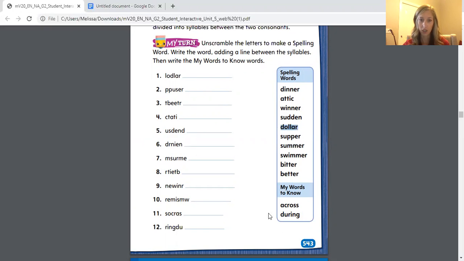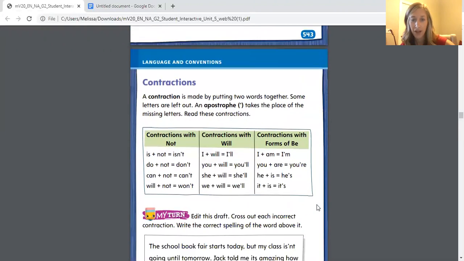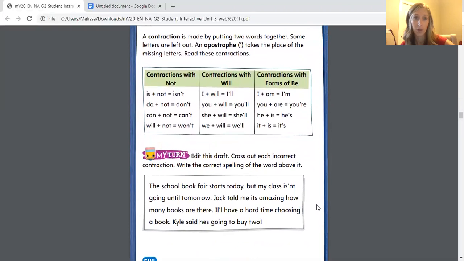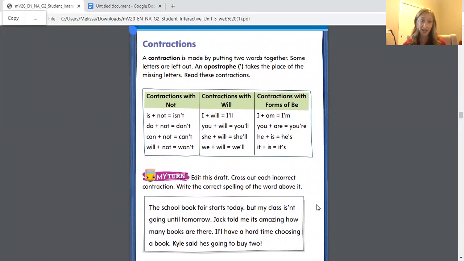You also have two words to know. Those words to know, across and during, you do not need to split those into two syllables, okay? Let's go ahead and move on. On page 544, you'll be working on contractions. A contraction is made by putting two words together, and some of the letters are left out. An apostrophe takes the place of the missing letters.